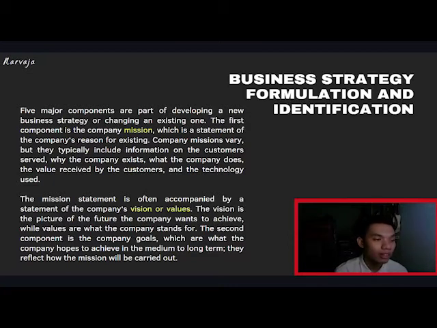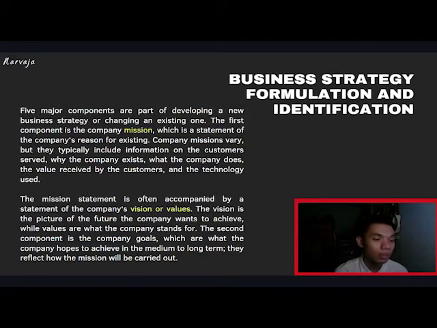Company missions vary, but they typically include information on the customer served, why the company exists, what the company does, the value received by the customers, and the technology used. The mission statement is often accompanied by a statement of a company's vision or values. The vision is the picture of the future the company wants to achieve, while values are what the company stands for.